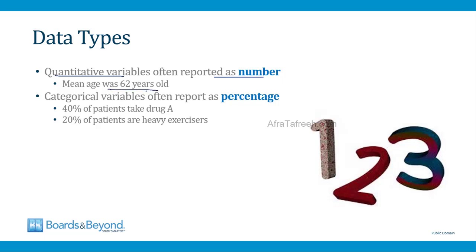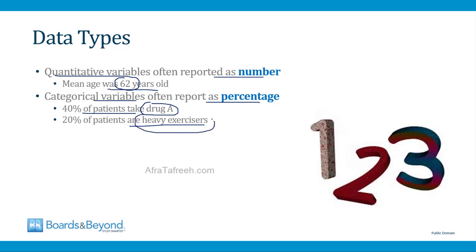Age is a quantitative variable, and that's why you see a number reported for age. Categorical variables, on the other hand, are often reported as a percentage. For example, 40% of patients take drug A, or 20% of patients are heavy exercisers. Taking drug A is a yes or no thing. It's a categorical variable. Being a heavy exerciser is also a yes or no thing. And therefore, these data are categorical, and they're often reported in studies as a percentage.